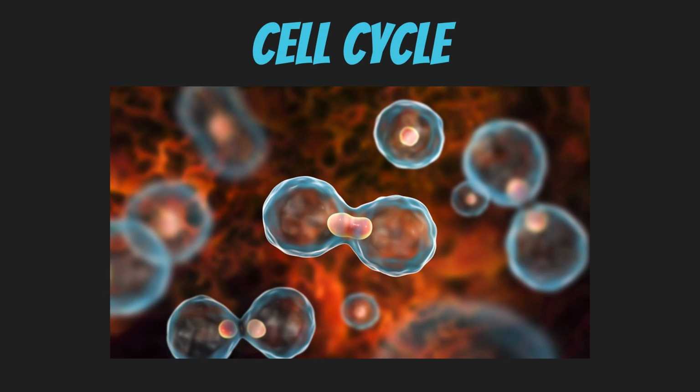Recall that cells have a cell cycle, which is a repeating set of events in a cell's life that includes interphase and cell division. During interphase, the cell grows and replicates its DNA. Then, there is a process of cell division. During cytokinesis, the cytoplasm and organelles divide. The nucleus can divide by mitosis or by meiosis.